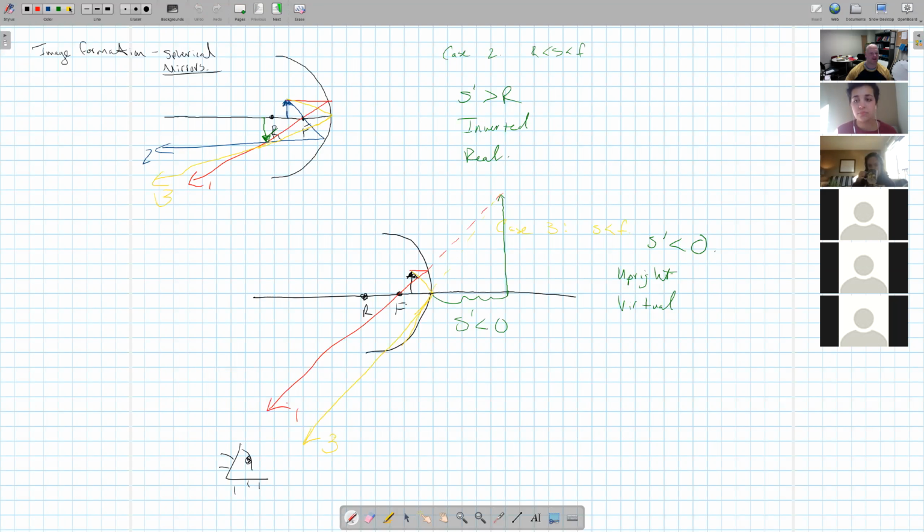And again, just to remind you of our conventions here, this distance is S, so that's the distance from the object to the back of the mirror. F is the distance from the back of the mirror to the focal point. And then S prime is the distance from the back of the mirror to the location of the image. Okay, so this is S prime.